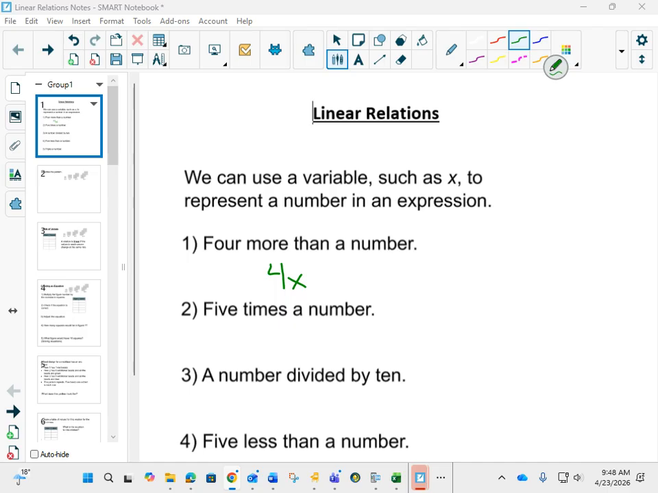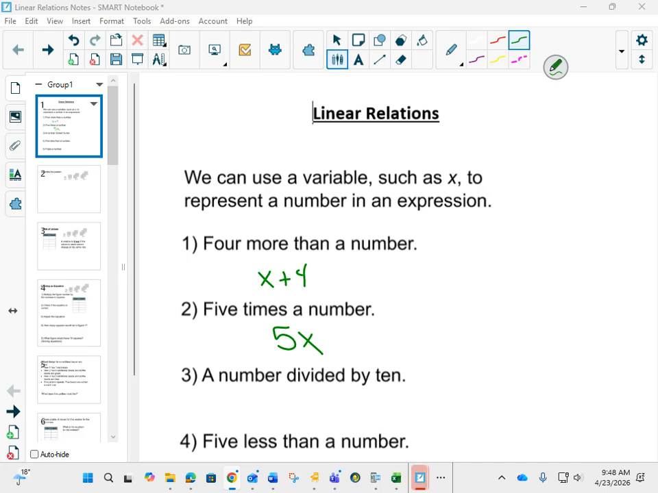5 times a number. Oh, sorry, I did the first one completely wrong. I was reading the second one. 4 more than a number: you have a number and then you would add 4. I think I added 4 times more in my head. But 4 more than a number is just x plus 4. 5 times a number is going to be 5 times x, or 5x.